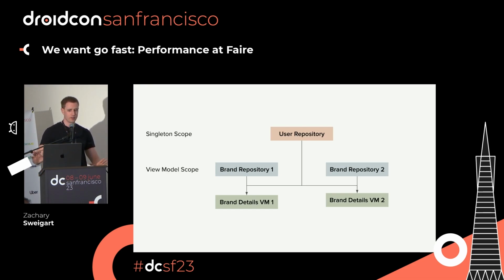Looking at the scoping levels, our user repository is a singleton, so we will have one object that then gets injected to both, or to as many brand details view models as we have. But for each brand details, we will have a separate repository, which makes this really easy to control the lifetime of the data. We create one, we pass in the ID that we want to load, and that response will stick around for as long as the view model sticks around. And then once the view model gets cleaned up, that data gets cleaned up and we free up memory.